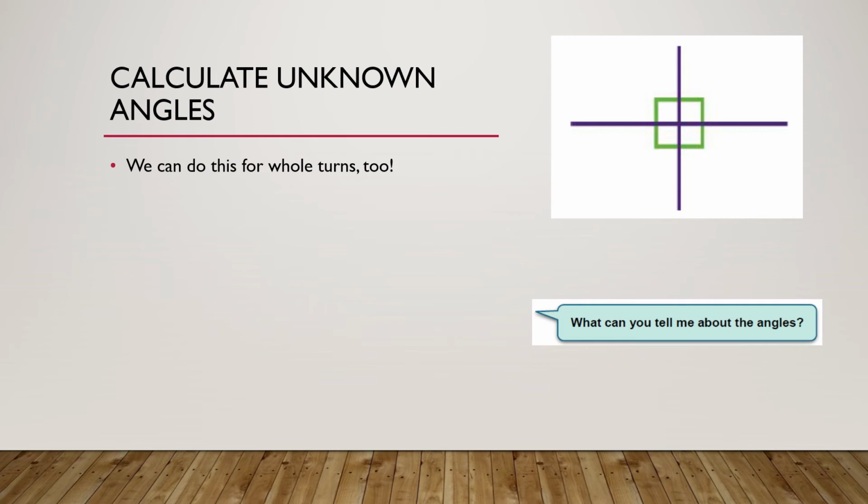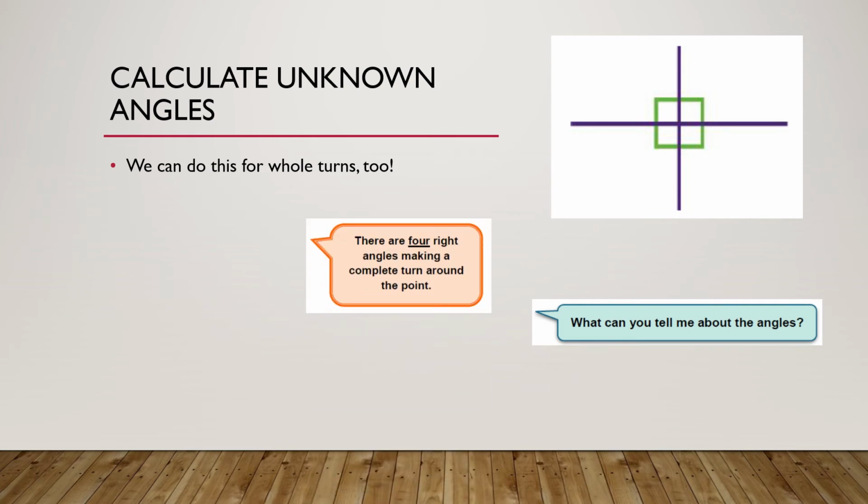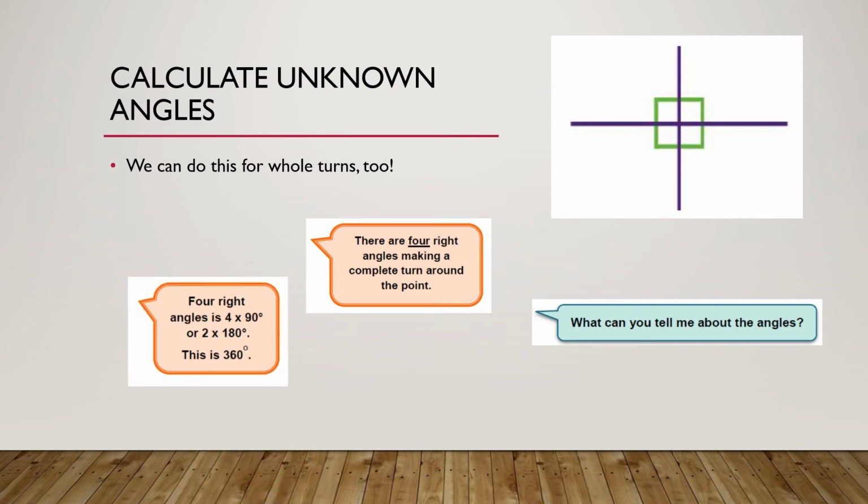What can you tell me about these angles here? In this case, there are 4 right angles making a complete turn around the point. So if they're making a complete turn, that means it's 360 degrees, because 4 times 90, or 2 times 180, is 360. Here, you could ignore the zeros, and you'd be using your 9 times table. So 9 plus 9 is 18, double it again, 36.